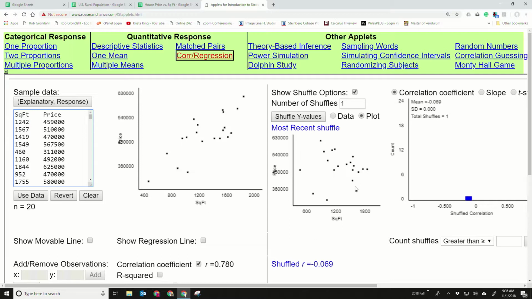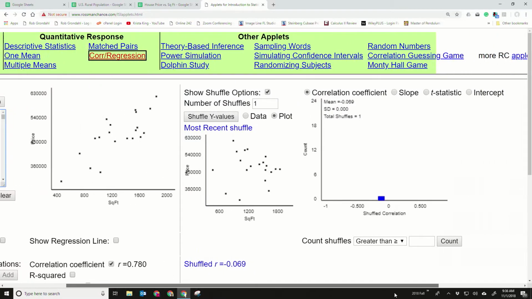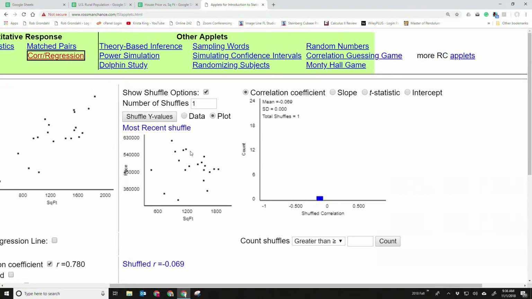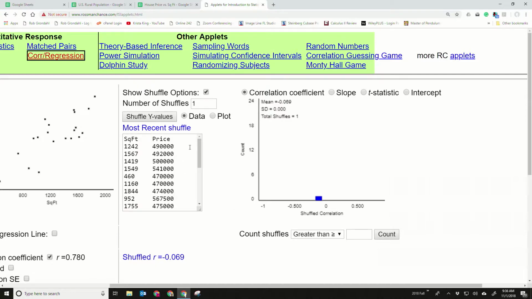And notice in our picture, there doesn't appear to be much of a trend anymore, right? Which is what you would expect because it's just randomly shuffled. Now, there could be a random situation where it looks a little more linear, and that's the idea of random variation. We could look at the data as well. There's the actual scrambled up data.